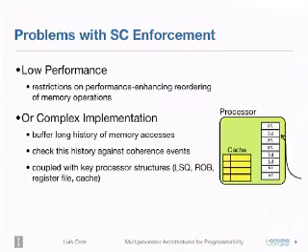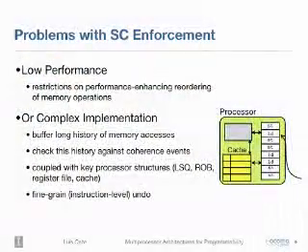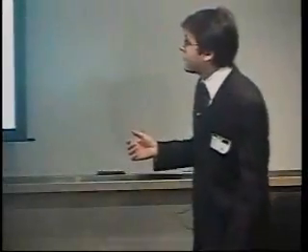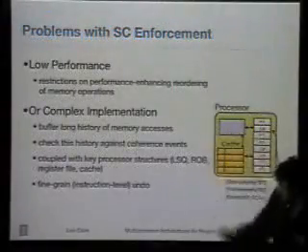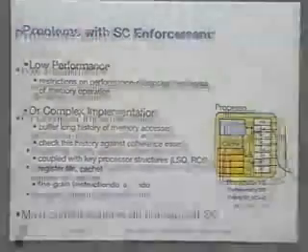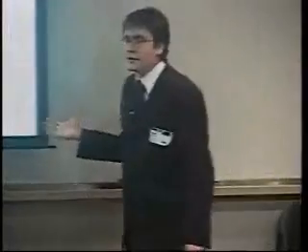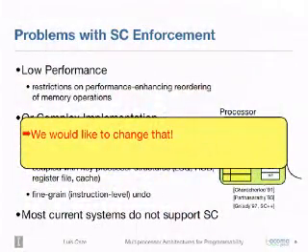And these mechanisms of high-performance sequential consistency are typically tightly coupled with key processor structures, such as the load store queue, the reorder buffer, the register file, and the cache. In these previous proposals, they rely on fine-grain or instruction-level undo when there is a consistency violation. So, for example, these are 3 important proposals on high-performance sequential consistency. They all do it at a fine grain, and they require these complex things. They're tightly coupled with key processor structures. So as a result, most current systems do not support sequential consistency. It's too complex to have high performance. But we'd like to change that.